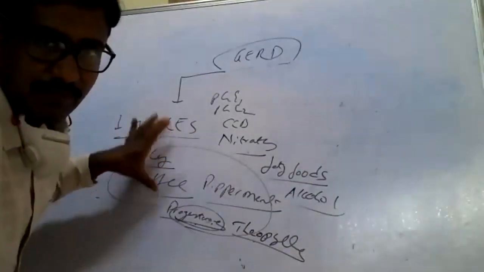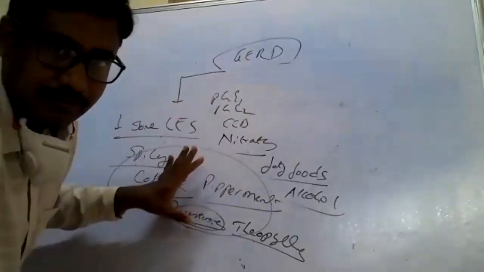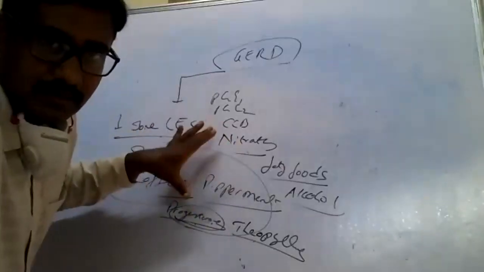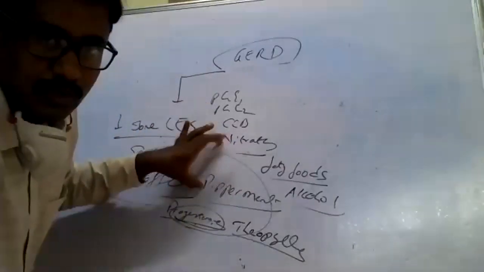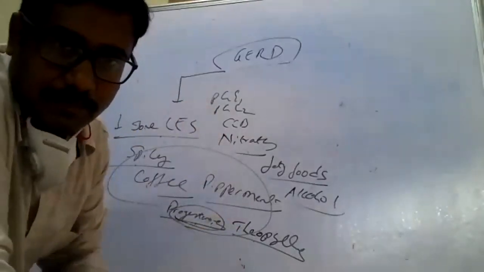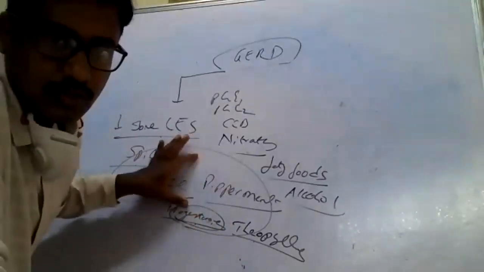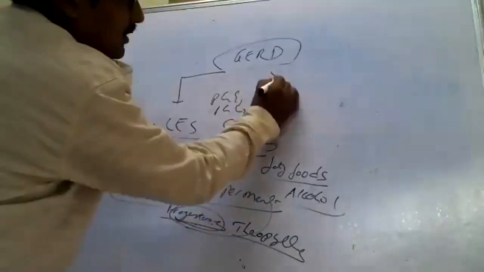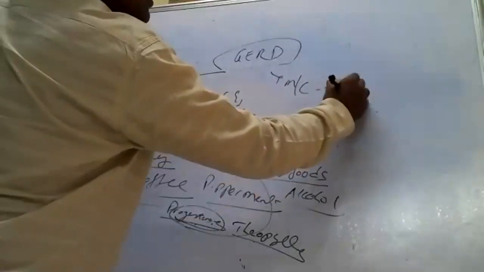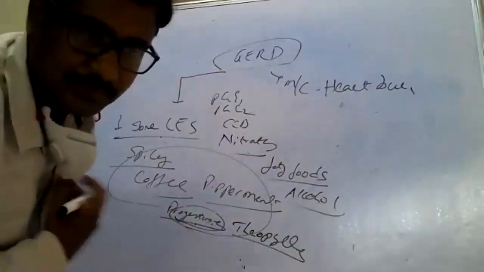So write this table, it is very important. In GERD, if you write this table, it is enough. 90% of the topic is based on the conditions which lower the lower esophageal sphincter pressure. If you have any problem understanding the subject, please mention it in the message. What is the most common symptom of GERD? It is heartburn, a burning sensation in the chest.